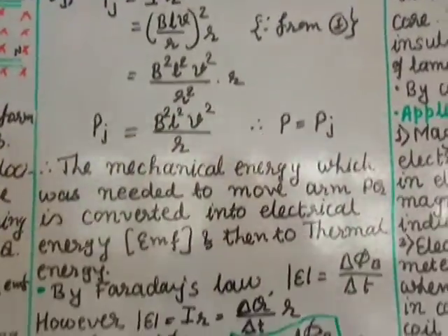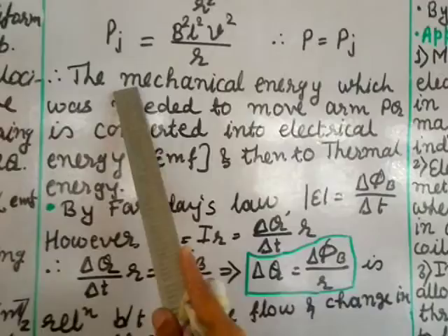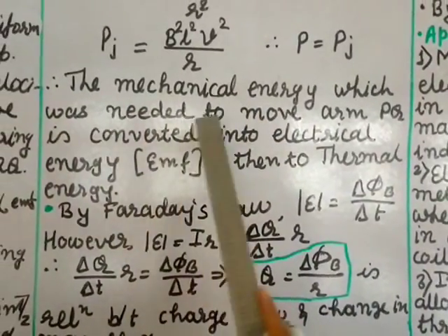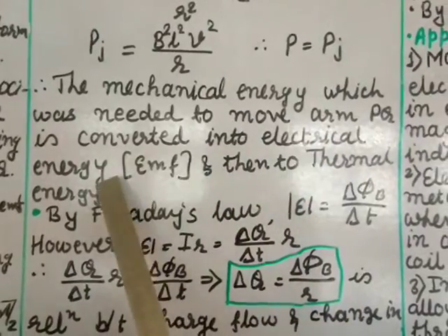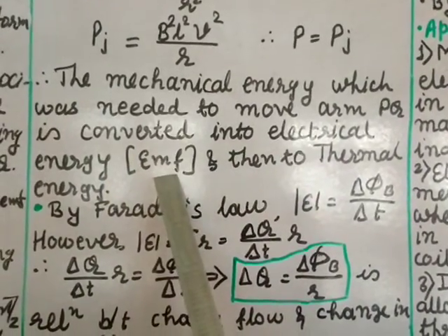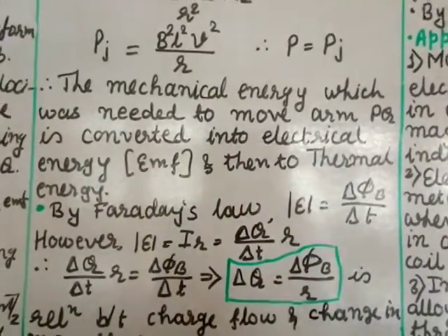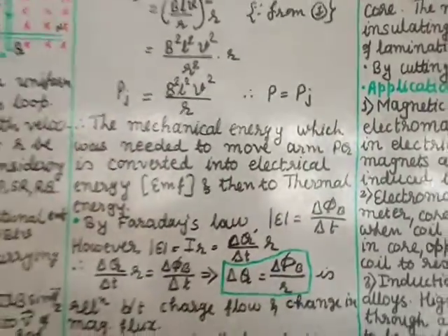So what we can conclude is that the mechanical energy which was needed to move arm PQ is converted into electrical energy, that is the induced EMF, and then to thermal energy. So this is the energy consideration.